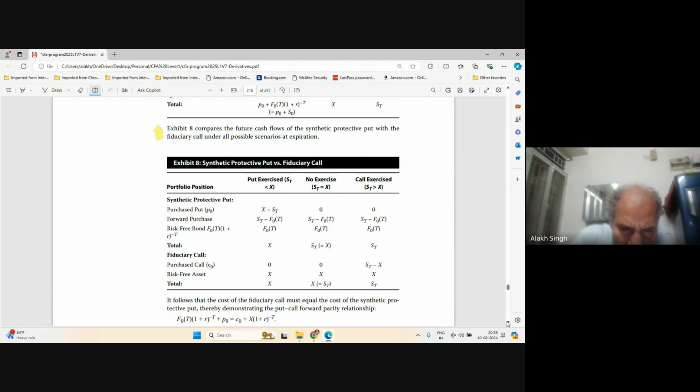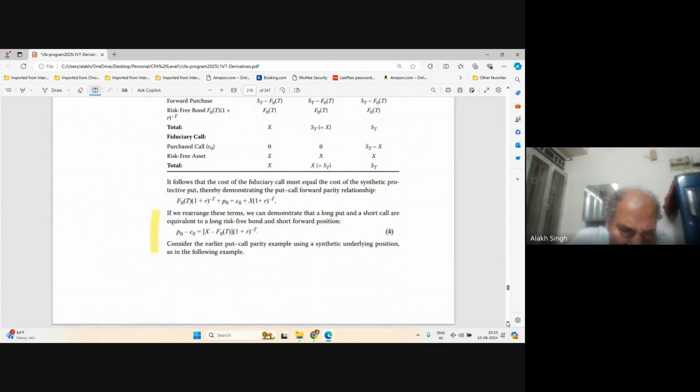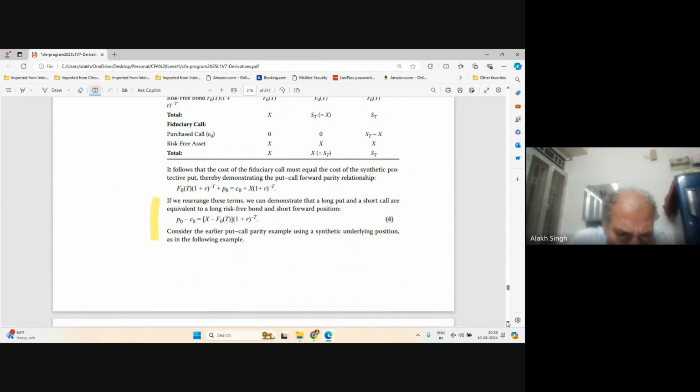So in future cash flow also, this X and this X is equal. It is just showing, okay, let me see. So now it is rearranging. P0 minus C0 is equal to X minus F0T times (1 plus R) to the power minus T. What is this? If we rearrange these terms that we had written here.